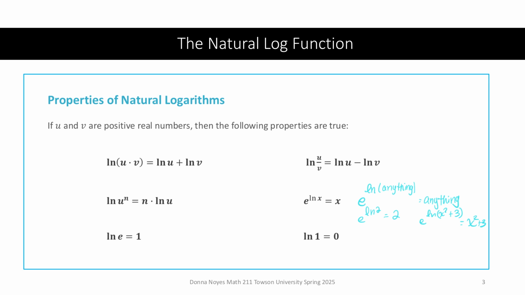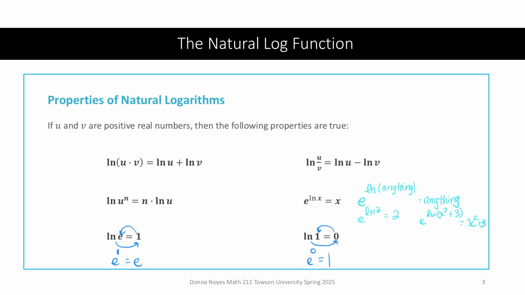So natural log of e is just 1, because if we were to rewrite that, that would be e to the 1 equals e, which makes sense. That is why the natural log of e is always 1, because e to the first power is always itself. And in a very similar way, e to what power equals 1? That has to be the 0 power, because anything to the 0 power is 1 except for 0 to the 0, which is indeterminate. So this is just saying natural log of 1 is 0.